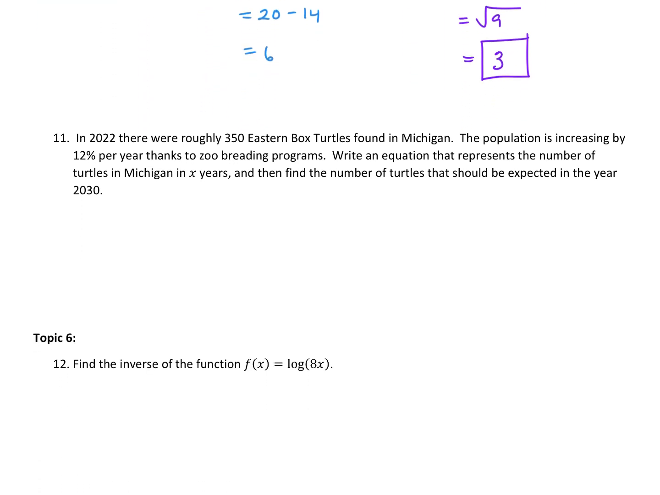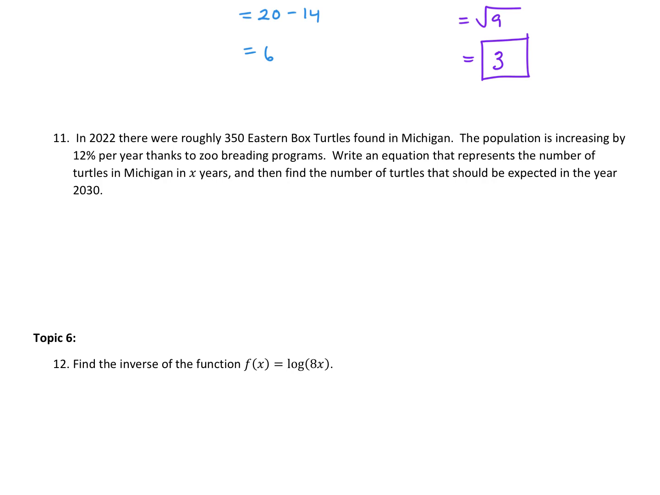All right, number 11, we have a word problem. It says in 2022, there were roughly 350 eastern box turtles found in Michigan. The population is increasing by 12% per year thanks to zoo breeding programs. Write an equation that represents the number of turtles in Michigan in X years, and then find the number of turtles that should be expected in the year 2030. All right, so first we're going to write a function.